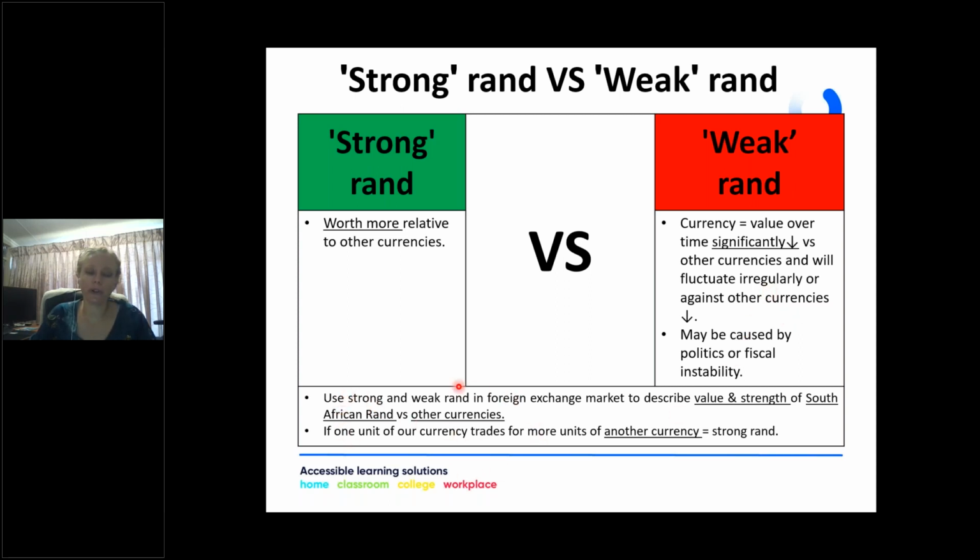So when we refer to strong and weak rand in the foreign exchange market, it describes our value and strength of the South African rand versus other currencies. So if we say that we have a strong rand, it means that our value and strength of the rand is very good, and it has more worth or more value. Or when we say it has a weak rand, it means that the value and the strength is not as good against other currencies. Okay, so we always measure it against other currencies in the world. If one unit of our currency trades for more units of another currency, then we say it's a strong rand.